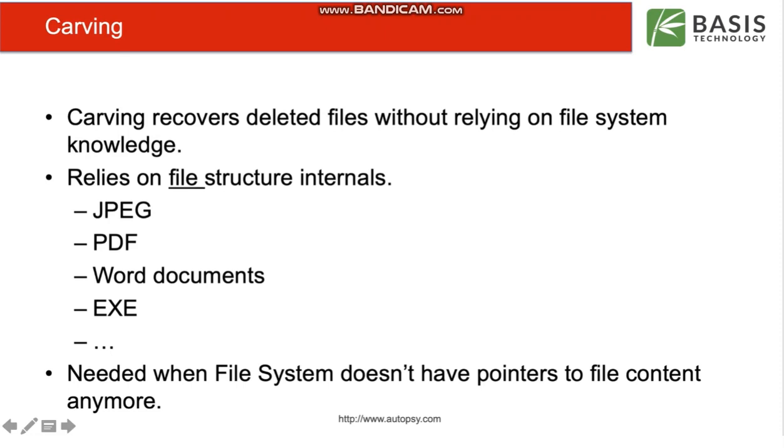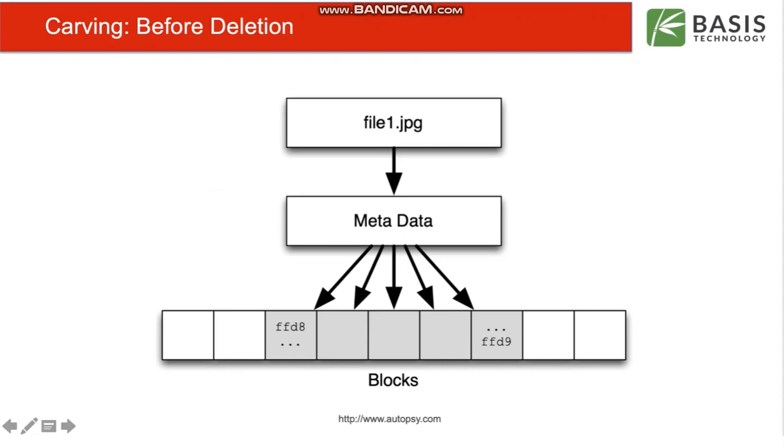It knows about a JPEG file, it knows about a PDF file, it knows about a Word document. It knows how they start, maybe how they end, and it basically uses that structure to piece together files without having to rely on any kind of file system data structures that are pointing to where the content starts and where the content ends.